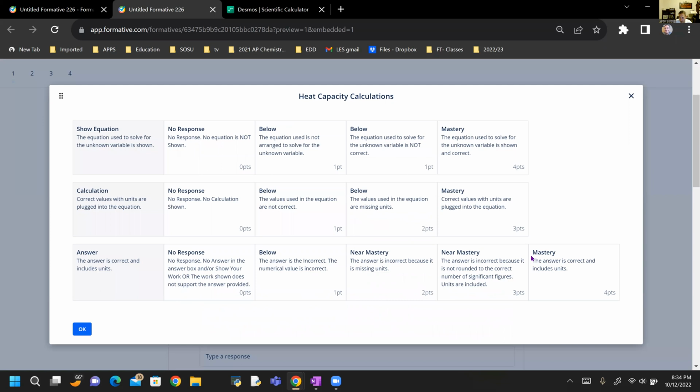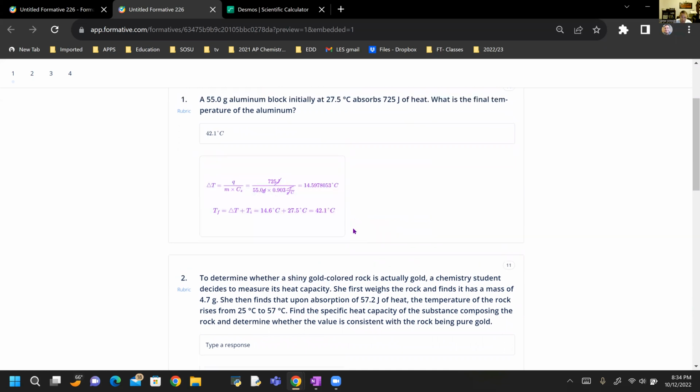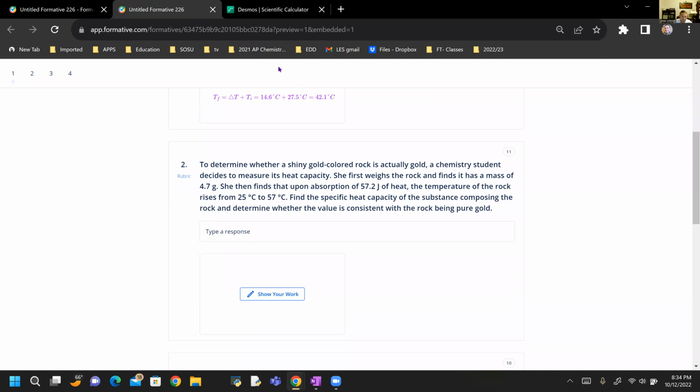And then lastly, our answer. We rounded to the correct number of significant figures and the units are included in our answer. So we should be good to go with full credit. And that's as simple as that is.